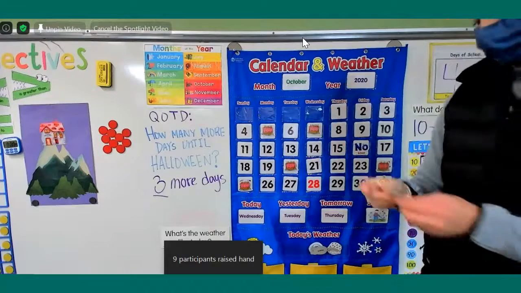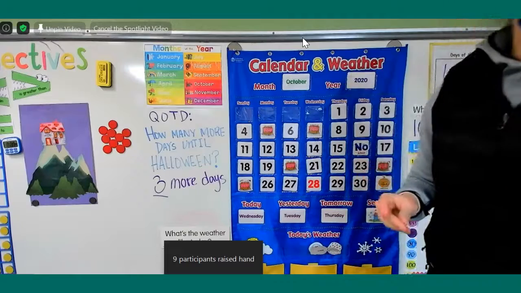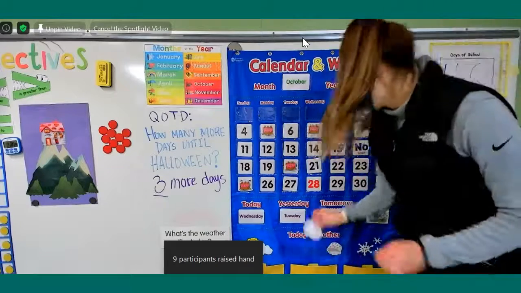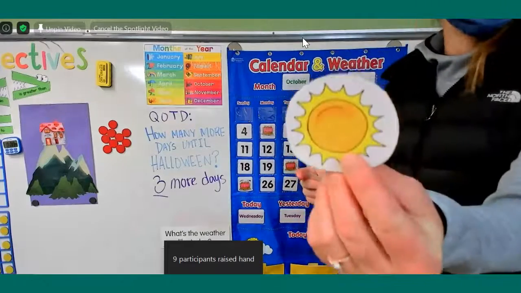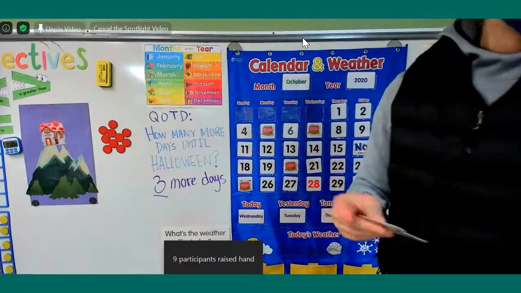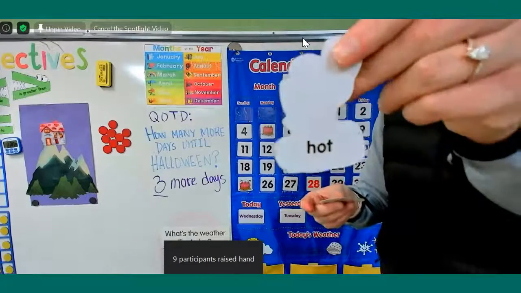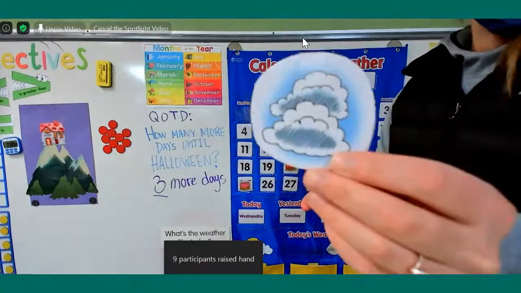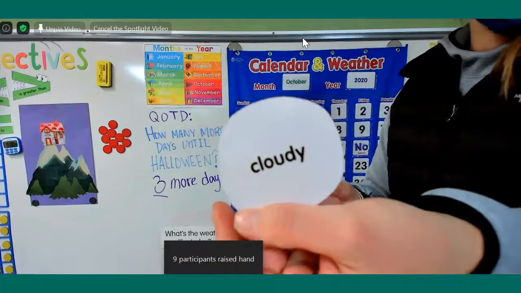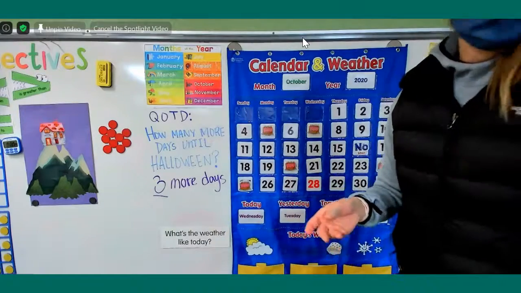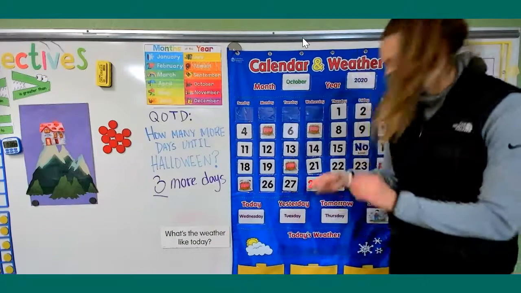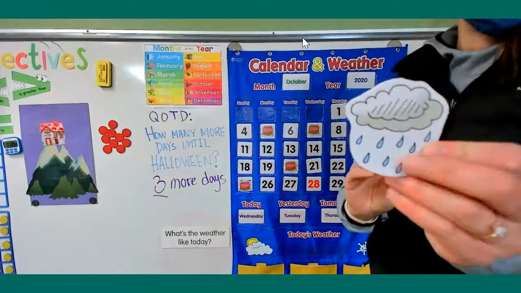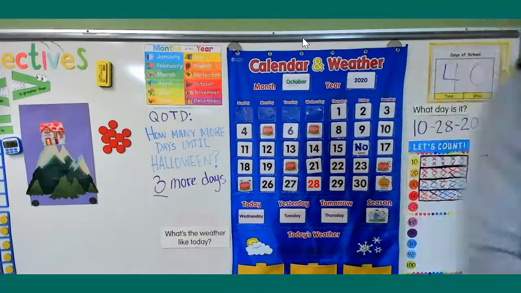Can you say that? No, it's not windy. I was just saying windy. Oh, okay. Perfect. Sunny. Hot. Cloudy. Karen, make sure we take turns. It's cloudy and cold. Ooh, cloudy and cold.